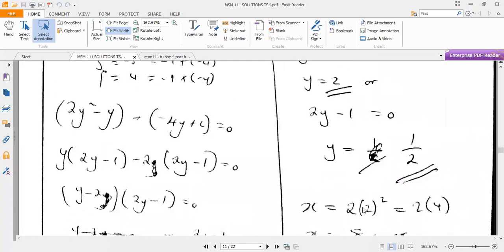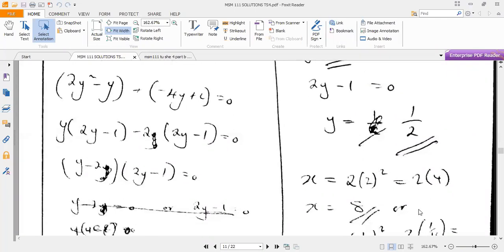So where there is y, we put a 2. When we put a 2 there, we have 2 to the power 2, which is this 4 here. 4 times 2 gives us x is equal to 8 there. So now we know that x is equal to 8, isn't it? What we do next is we solve for another value of x.